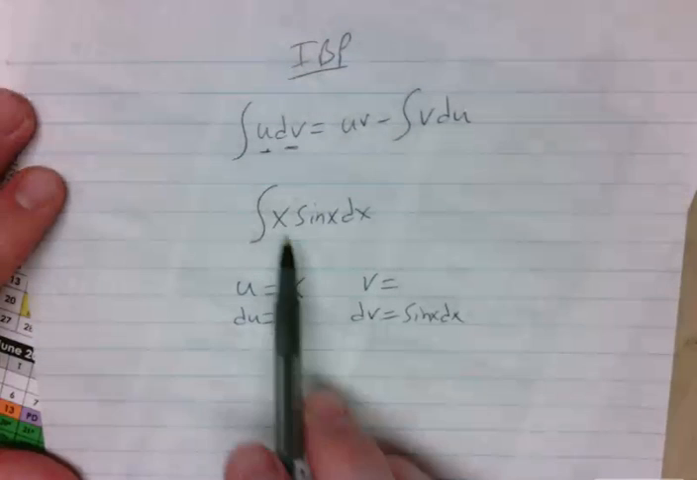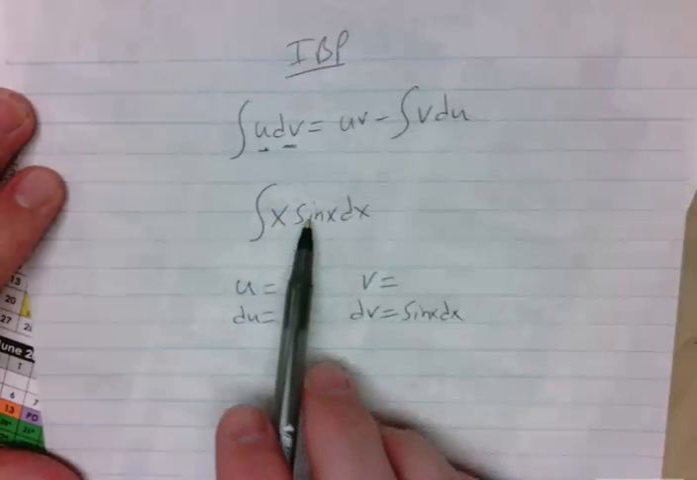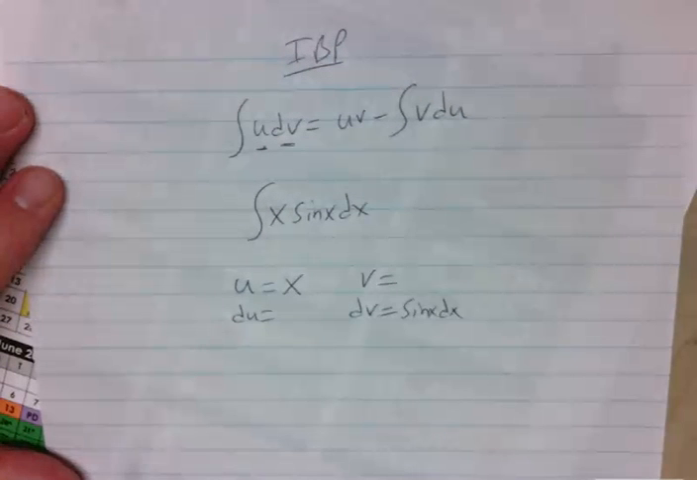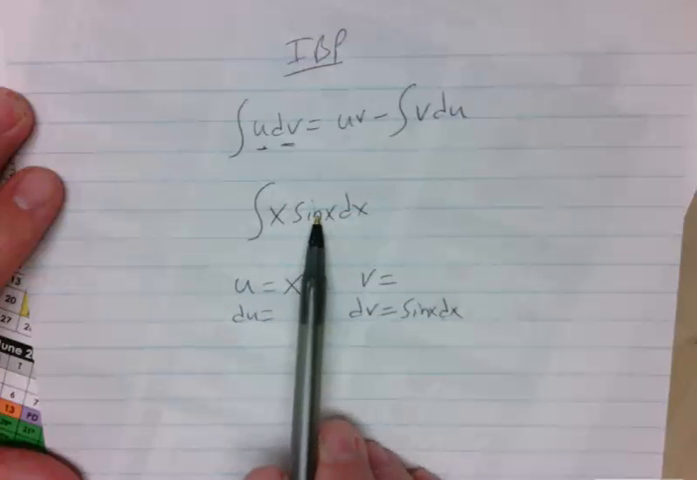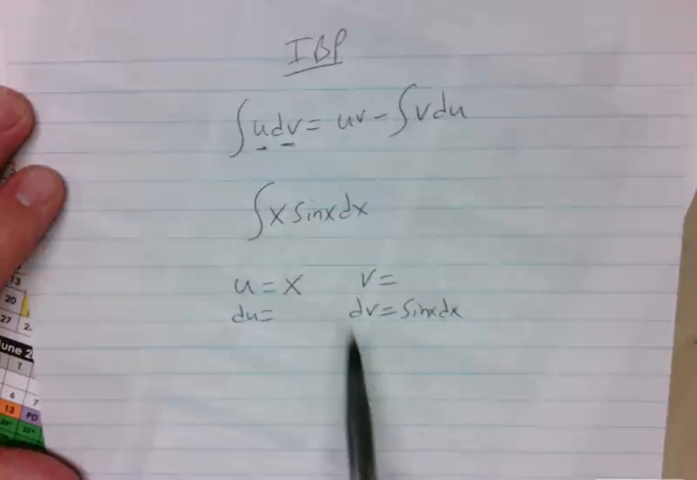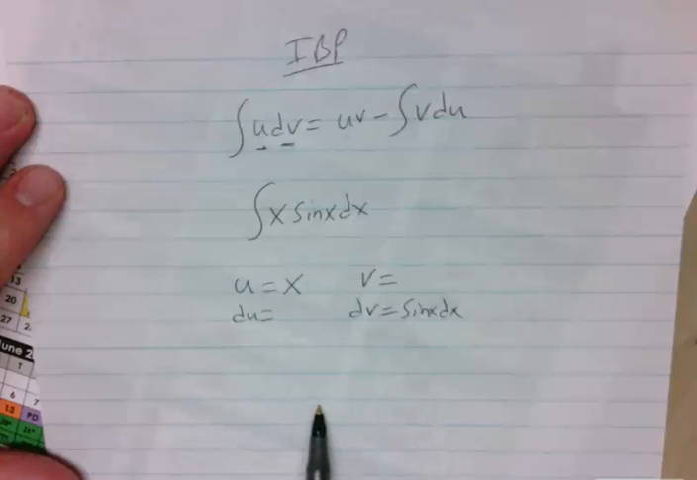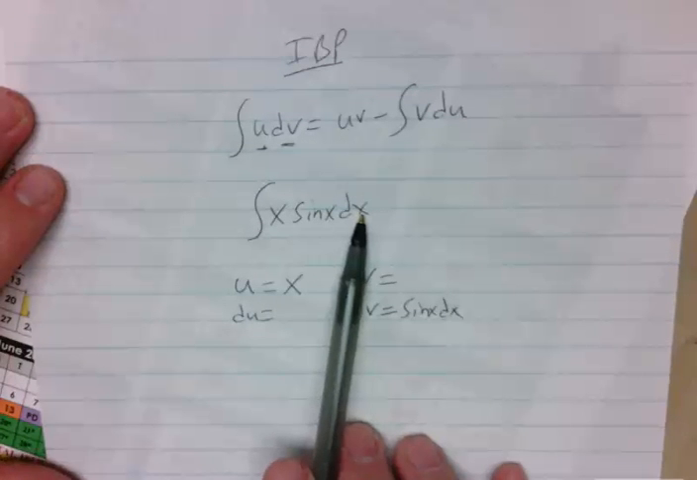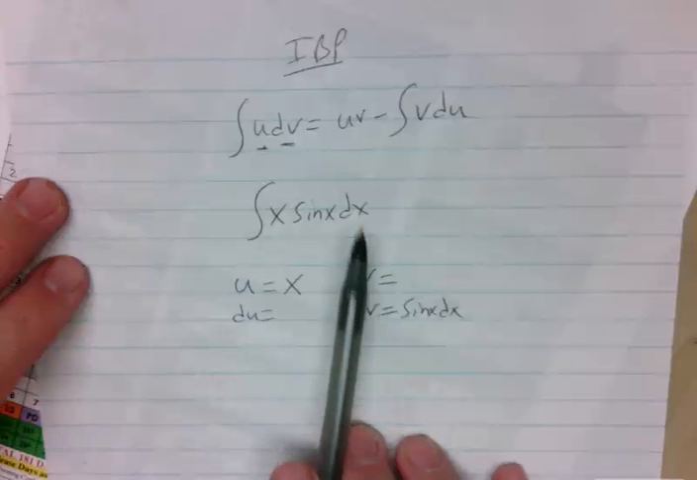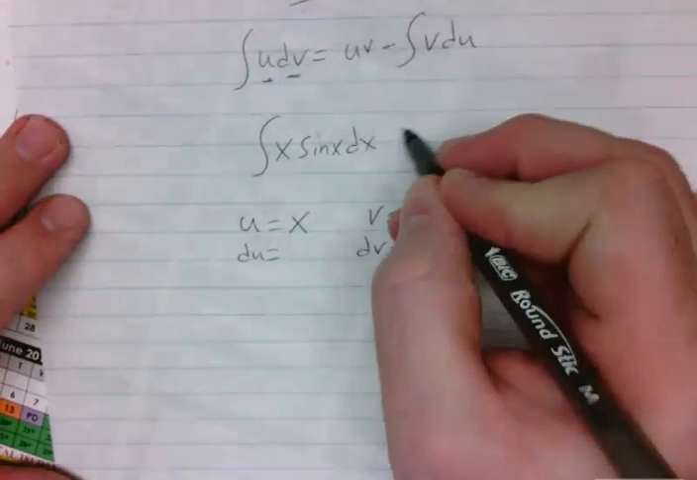So u is my x, dv is my sine x dx, and before you ask, I already know what you want to say. What if I mix them up? What if I make this my u and this my dv? Well, if your next step doesn't get any easier than what you started with, then you obviously need to pick something different, kind of like when we do u sub.